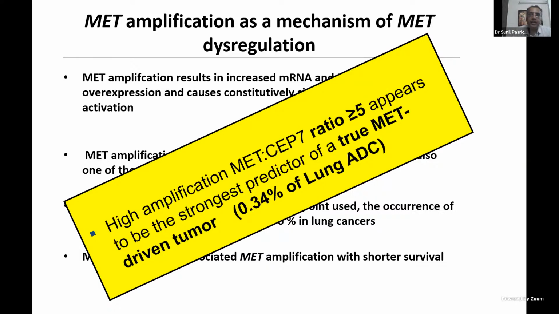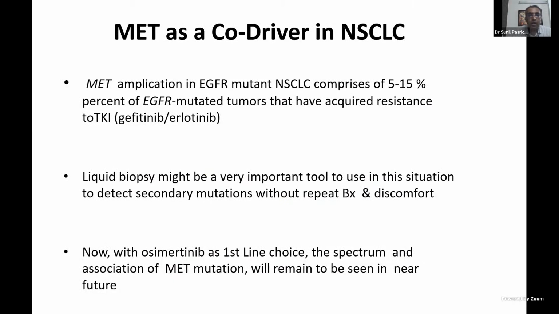However, high amplification with a MET to CEP7 ratio of more than 5 appears to be the strongest predictor of a true MET-driven tumor, which is seen in 0.34% of lung adenocarcinoma. MET is also a co-driver in NSCLC.